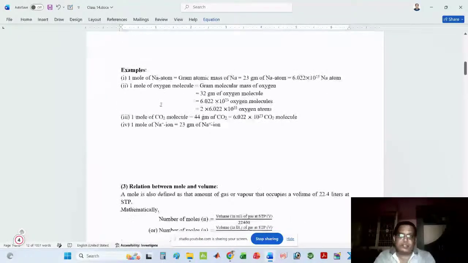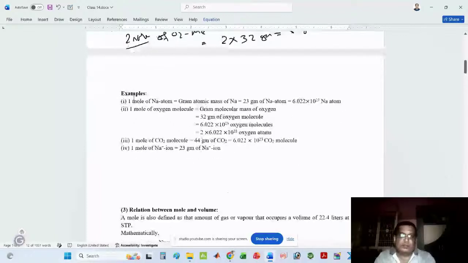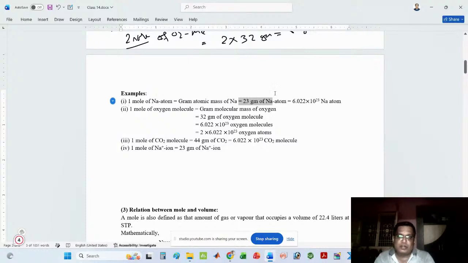Take again a few examples. Here 1 mole of sodium atom is taken. That means we can say that the gram atomic mass of sodium is 23 grams. So here I can write 1 mole of sodium atom is equal to 23 gram sodium atom. In number, 6.022 into 10 to the 23 sodium atoms.